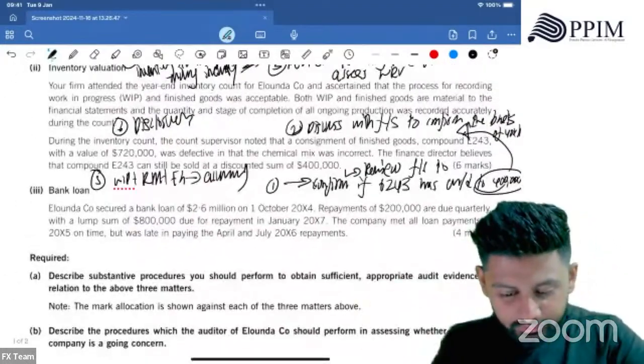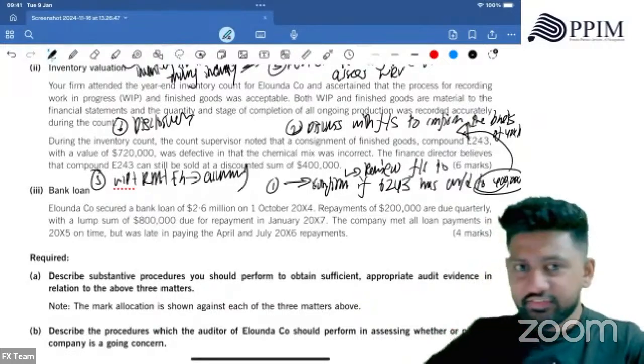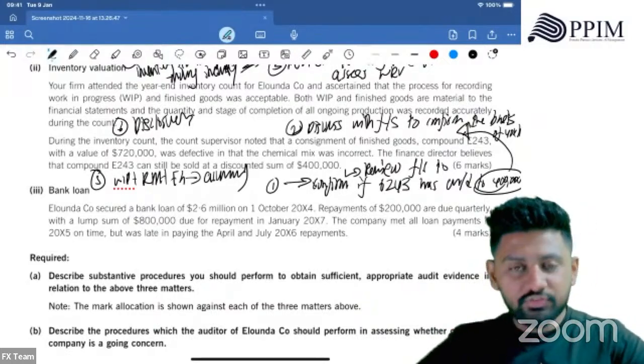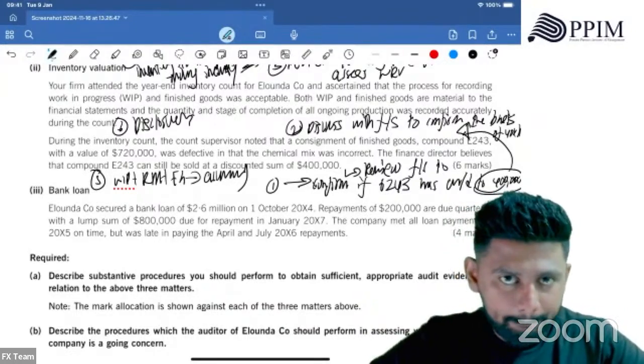And finally, there is a bank loan. For the bank loan, obviously, they're giving us 4 marks. So I'm going to give 4 procedures. Okay. Take about 2 to 3 minutes and quickly work through your bank loan as well.